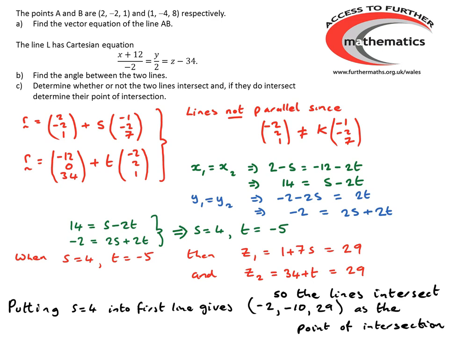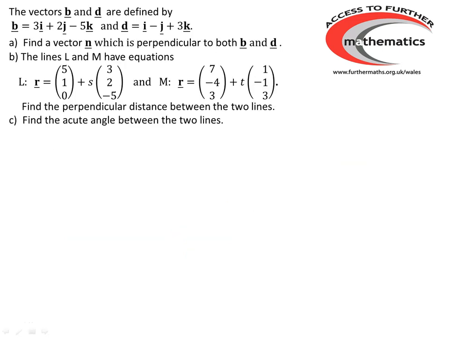If we put s equals 4 into the first line, the x-coordinate is 2 plus 4 times -1, so that's -2. The y-coordinate is -2 plus 4 times -2, so that's -10. And the z-coordinate is 1 plus 7 times 4, which is 29. So the point of intersection is (-2, -10, 29).